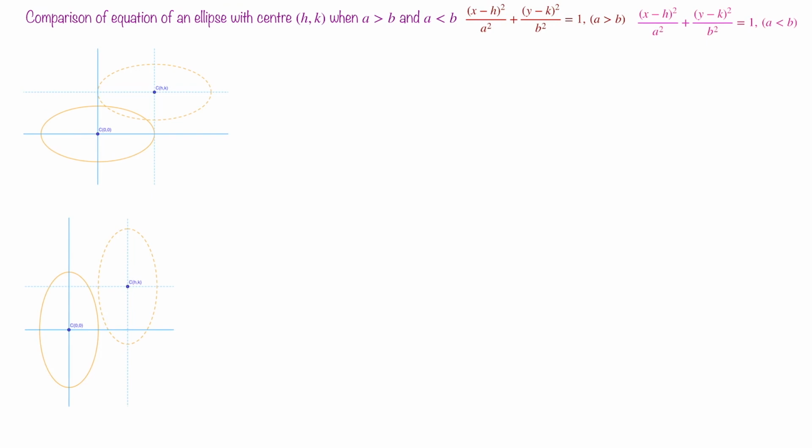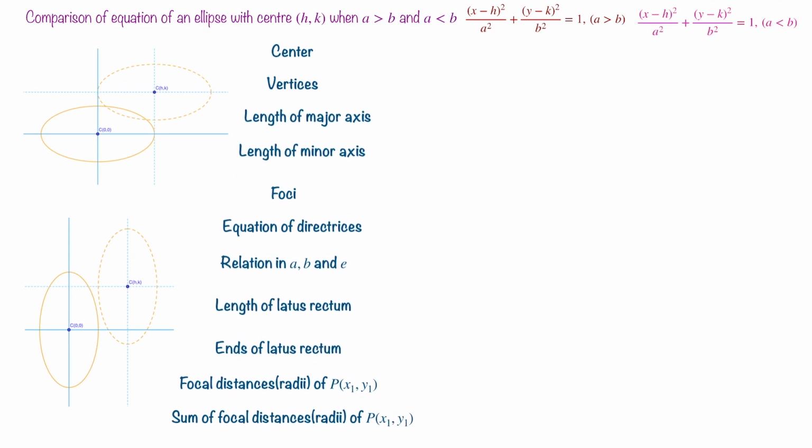So this is a standard ellipse. This is a shifted ellipse when center (0, 0) gets shifted to (h, k). This is the case when a greater than b. This is a standard ellipse when a less than b. This is the shifted ellipse, where the center (0, 0) gets shifted to this location (h, k). Let's answer the following things for each type.